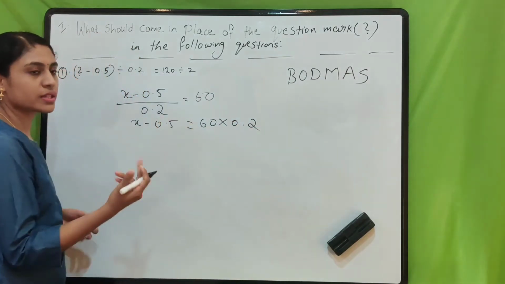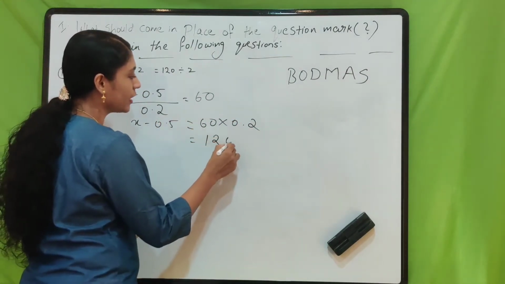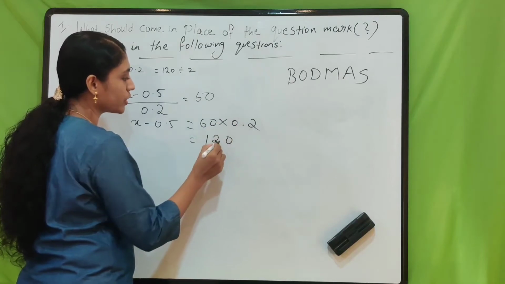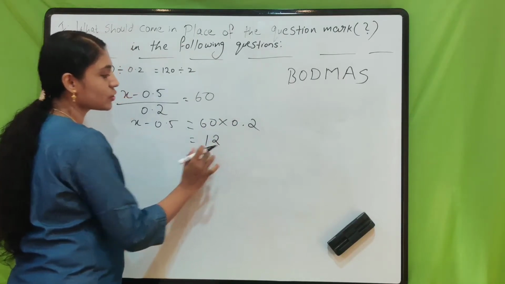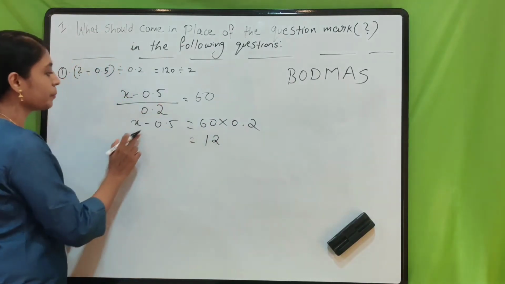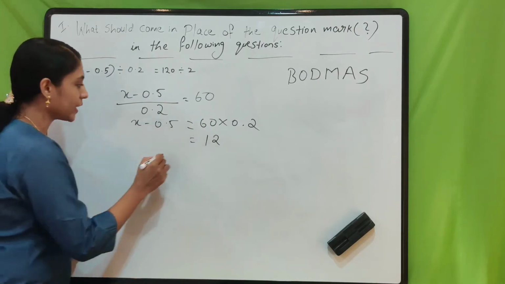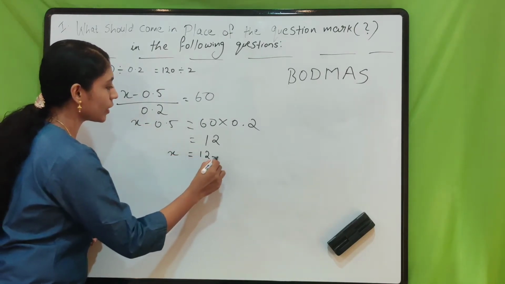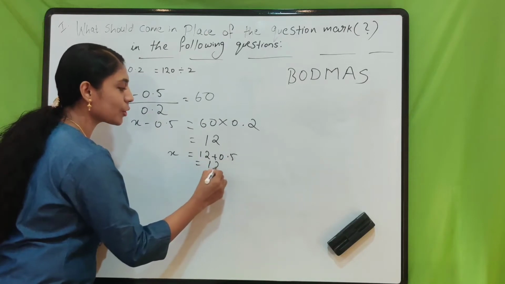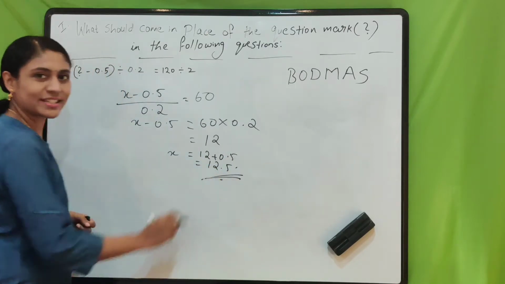So 60 into 0.2, what's the value? 6 twos are 12, right? This 0, but because of this point, the 0 gets cancelled, right? So the answer is 12 on the RHS. Now x minus 0.5 is 12, right? So from here x is equal to 12 plus 0.5, which is equal to 12.5. This is very simple, right?